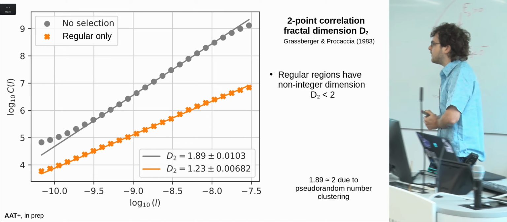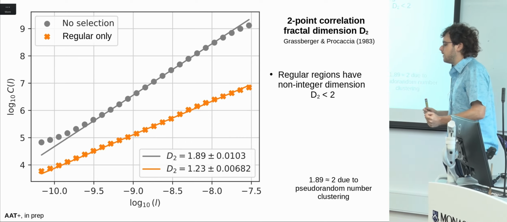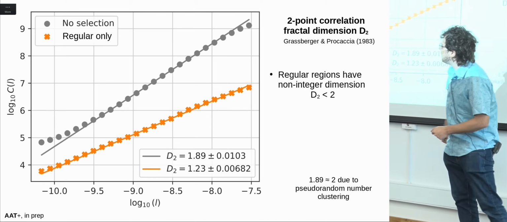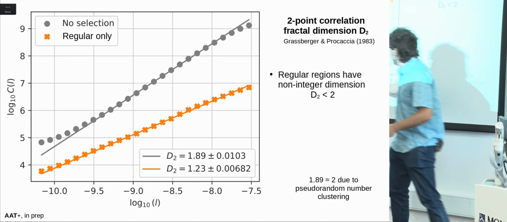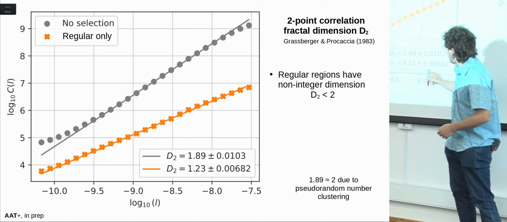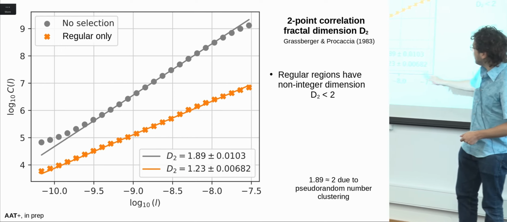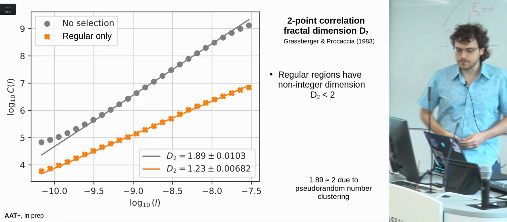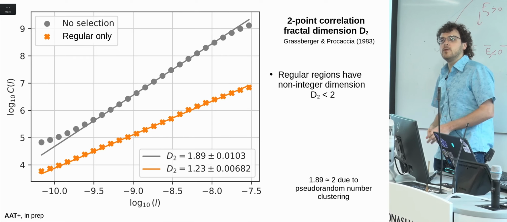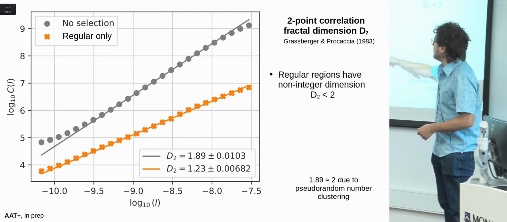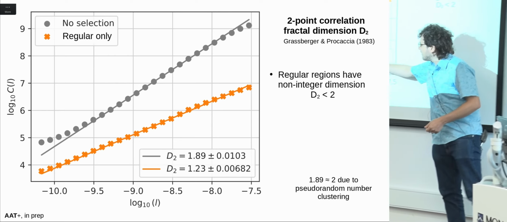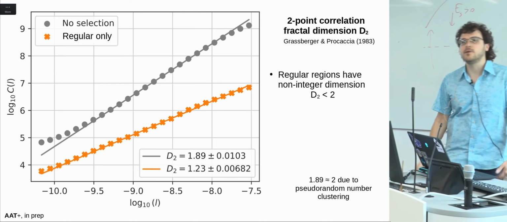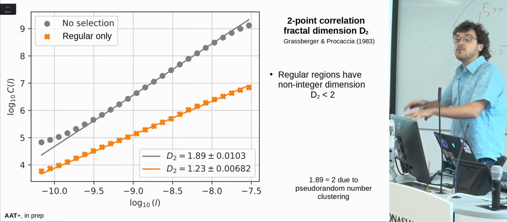So instead of counting the boxes, we count the number of pairs that are below a certain length. For example, on the y-axis, this is the logarithm of the number of pairs whose distance is below a certain length scale. And this power law should give our fractal dimension. If I take all the points, for example, in a zoom-in, we should see this to be equal to 2. This is not exactly 2, in the gray line, because we have some clustering due to pseudo-random number generation, which still prevents it from being completely smooth.